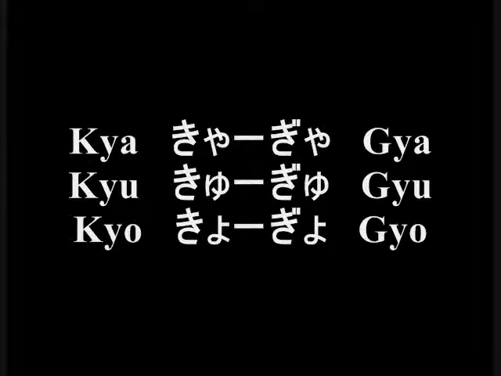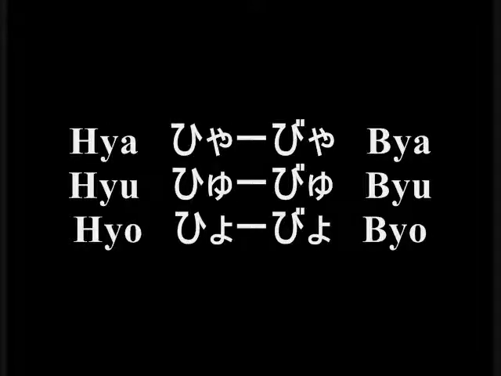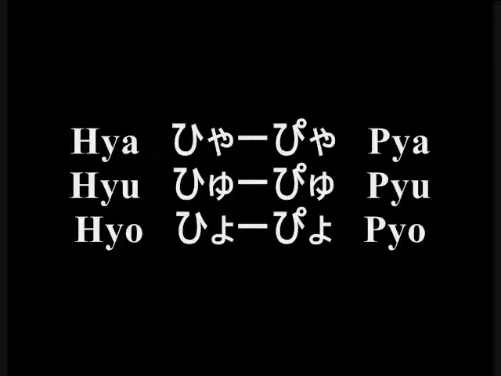By adding diacritical marks to your contracted sounds, kya becomes gya, kyu becomes gyu, kyo becomes gyo, sha becomes ja, shu becomes ju, sho becomes jo, hya becomes bya, hyu becomes byu, hyo becomes byo. And by adding a small circle as a diacritical mark, hya becomes pya, hyu becomes pyu, and hyo becomes pyo.